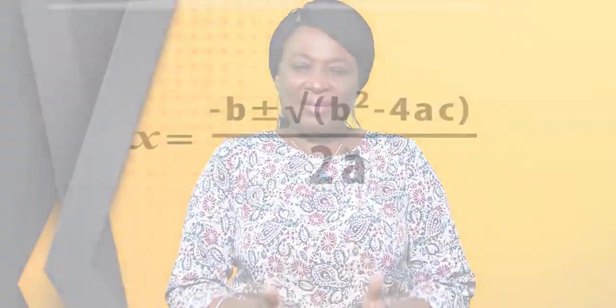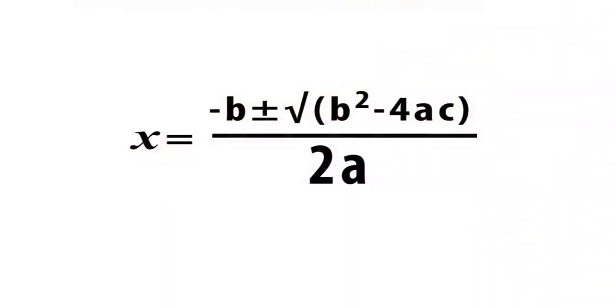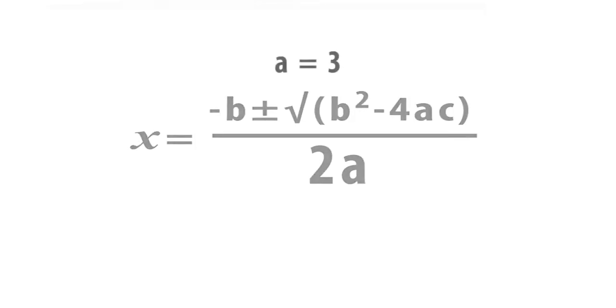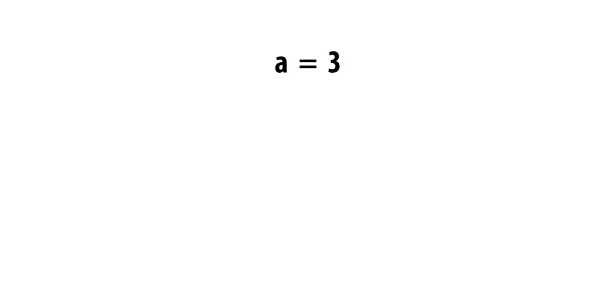Remember the quadratic formula. X is equal to negative b plus or minus the square root of b squared minus 4ac, all divided by 2a. In our quadratic equation that we have, a is equal to 3, b is equal to negative 8, and c is equal to 1.